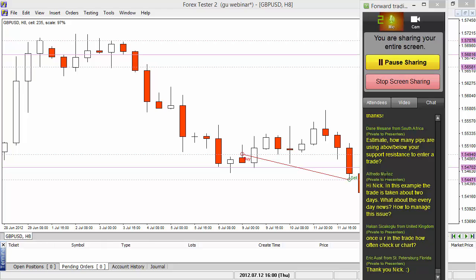Yeah, okay, so the question was, in this example, the trade is taken over about 2 days. So you're asking about news, how I handle news. I don't really care about 95% of news releases. I've found over the last few years, if you start to worry too much about news releases, you're almost never going to be able to take a trade comfortably. So I've just started saying, screw it, I don't care about news. I mean, there are news releases that do worry me.